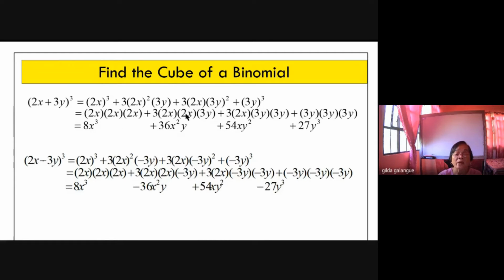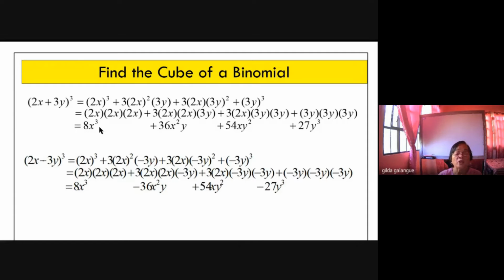3 times 2x times 2x times 3y, that is 6. 6 times 2 is 12. 12 times 3 is 36. We have 36, x times y is x squared y. 3 times 2 is 6. 6 times 9 is 54. x times y is xy squared. Then 3y times 3y times 3y equals 27y cubed.